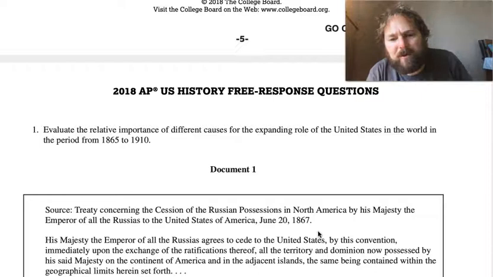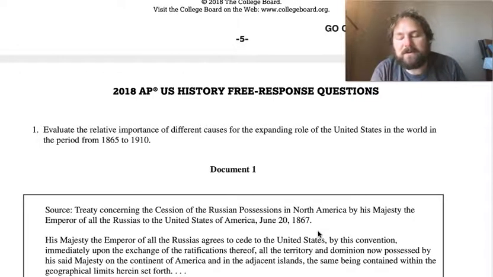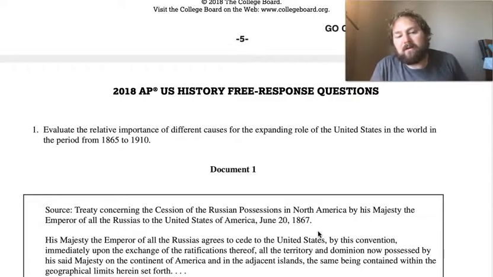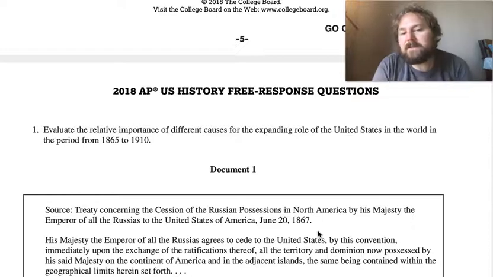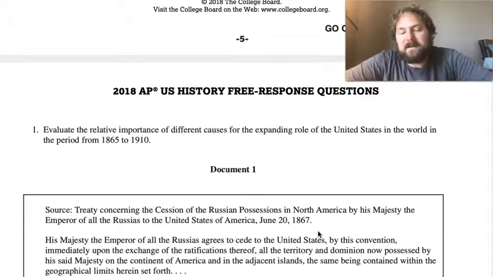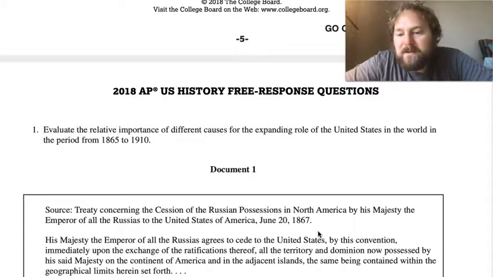Let's start with the question. Man, I cannot stress to you how important it is to really address the question, and to answer the question as directly as possible. So number one, the question: evaluate the relative importance of different causes for the expanding role of the United States in the world in the period from 1865 to 1910. Okay, that is the question. So the question clearly has to do with America's role in the world.